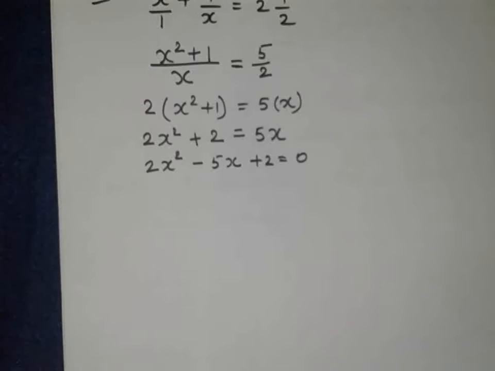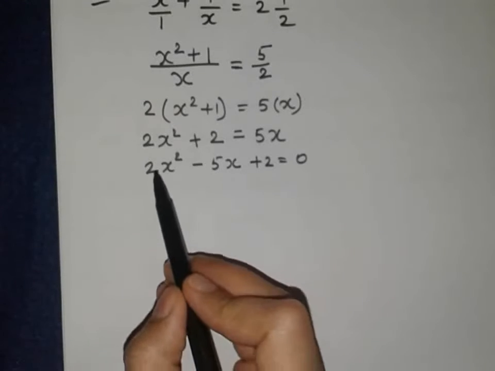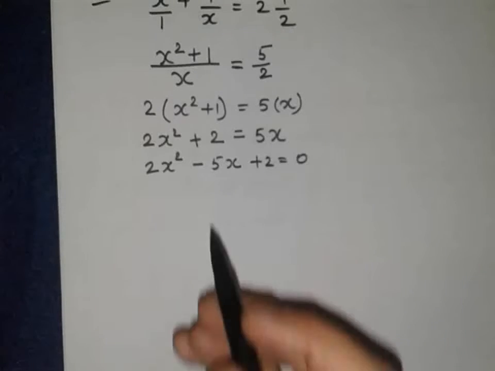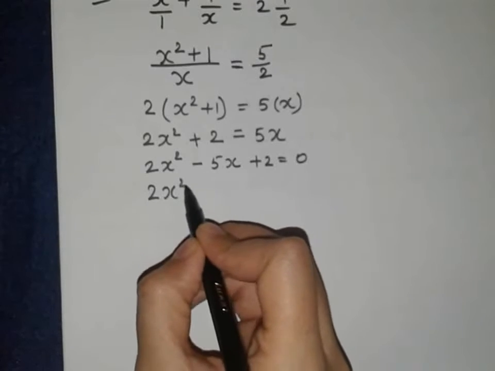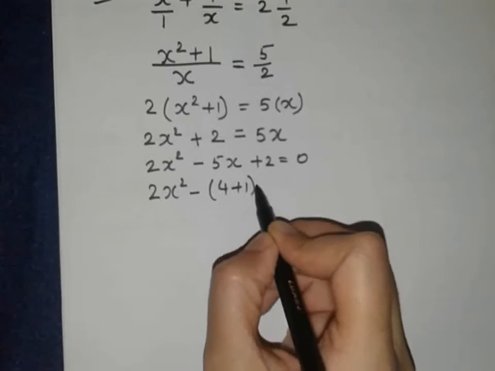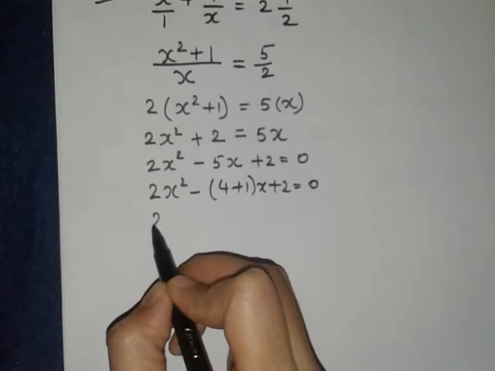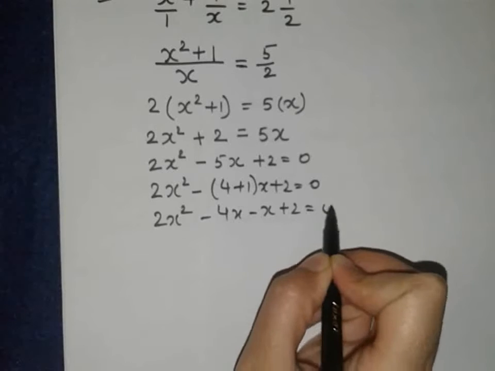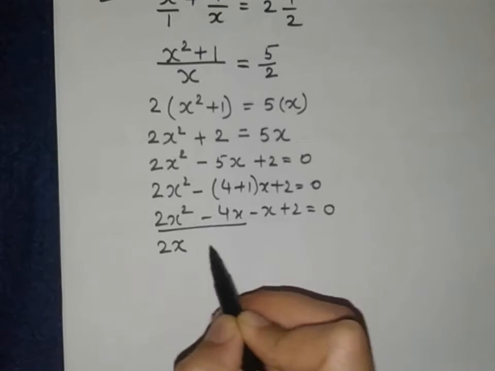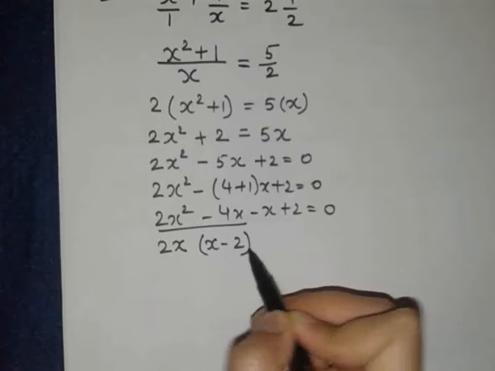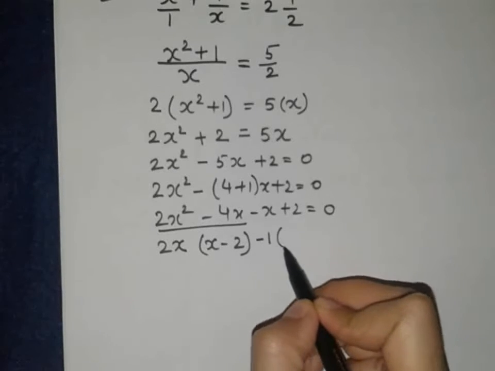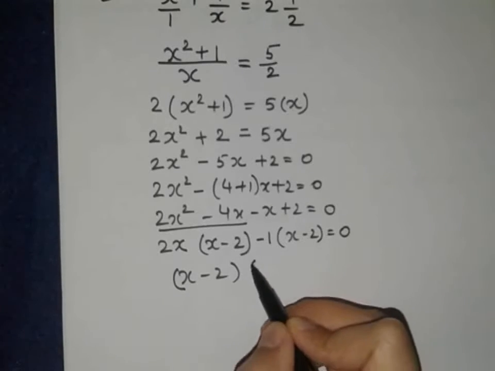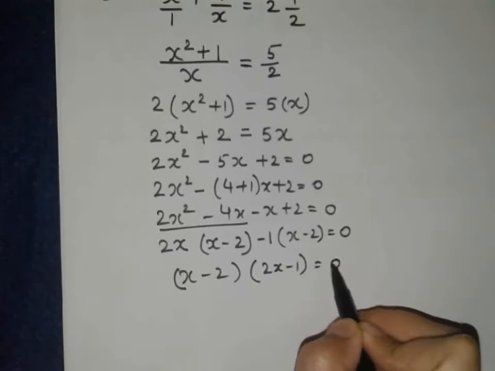Again the method of solving will be by factorizing. We will look for the factors of 2 2s are 4. Factors of 4 we have to see such that, the sign being minus, their sum should be equal to 5, means 4 and 1. 2x square minus 5x will be broken as 4 plus 1, so 2x square minus 4x minus x plus 2 equal to 0. In these two terms, 2x is common. What is left? x minus 2. In these two terms, minus 1 will be common, x minus 2. So x minus 2 is common, and here 2x minus 1 equal to 0.